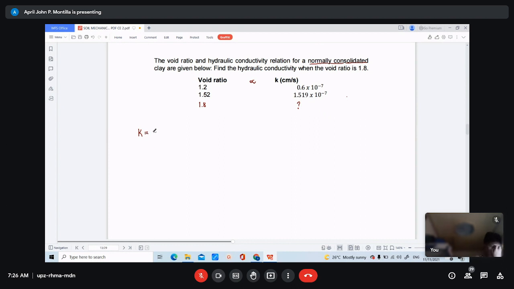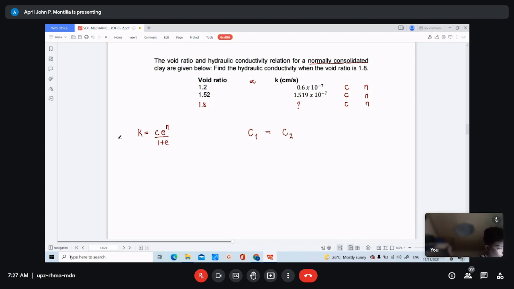That is hydraulic conductivity equivalent to C multiplied by e raised to n over 1 plus e. That variable C and variable n are constant variables. Ibig sabihin, kapag nagbabago yung hydraulic conductivity at yung void ratio, hindi nagbabago yung constant C and n natin. Ibig sabihin, kung ano yung constant C sa first set of values, yun din yung constant C sa second set of values tsaka third set of values natin. Same with the value of n. Pare-parehas yan. And with that, we can say that constant C of first set of values is equivalent to constant C of the second set of values.